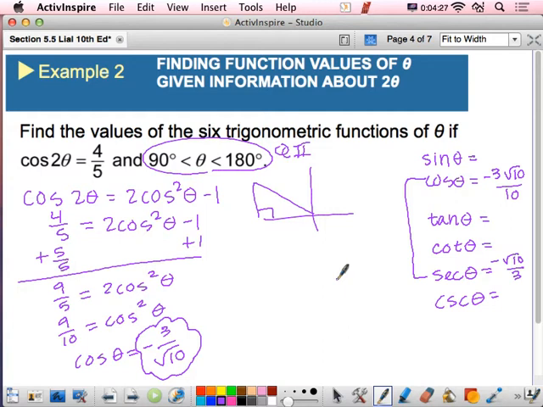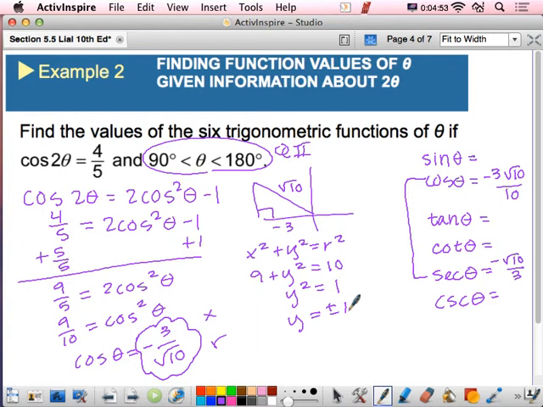Okay, this is my X, and this is my R. So my X is negative 3, my R is the square root of 10, and then we have to use the Pythagorean theorem to find my Y. So we'll say X squared plus Y squared equals R squared. So 9 plus Y squared equals 10. So Y squared is 1. So Y is plus or minus 1, and in this quadrant it is positive 1.